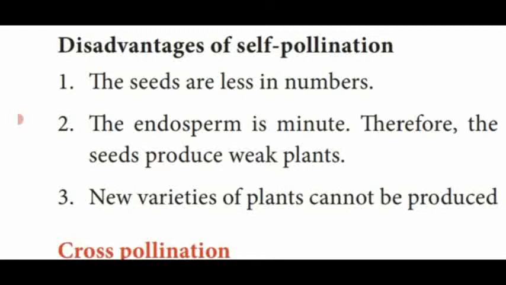Then new varieties of the plant cannot be produced, because there is no possibility of pollination between different species of flower, isn't it? In the same flower, the pollination takes place. So no new varieties are produced by self-pollination, which is a disadvantage. Dear students, write the advantages and disadvantages of self-pollination. It is a very, very important 4-mark and 2-mark question.